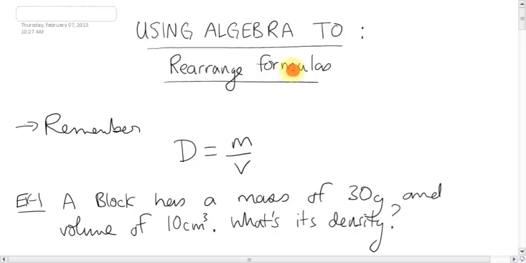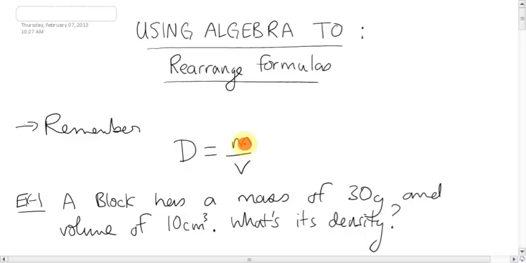Today's lesson will be rearranging formulas. The next day will be using algebra to do something else. So today is to rearrange formulas. And remember back in science when we did this formula here, the D stands for density, the M stands for mass, the V for volume.